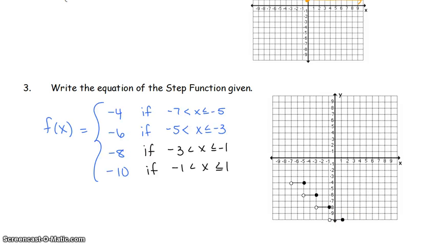Alright, check to see how you did. We had an open circle at -3, so it was less than, closed circle at -1, so it was less than or equal to -1 for the horizontal line at -8. For our horizontal line at -10, open at -1, closed at 1, so it was -1 is less than x, which is less than or equal to 1.